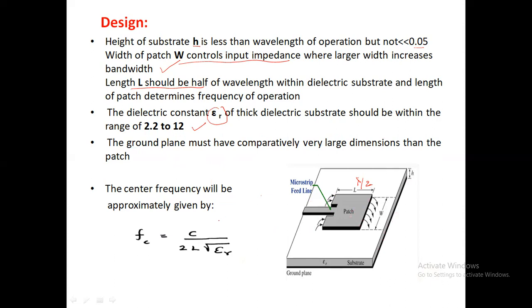So here from this formula, we can decide the frequency dependable values. It is inversely proportional to length as well as the dielectric constant. So following these design rules, this antenna has to be designed. So by changing these values, the entire antenna operation can be controlled.